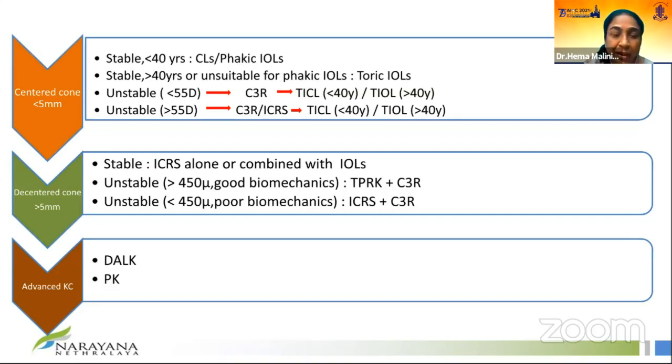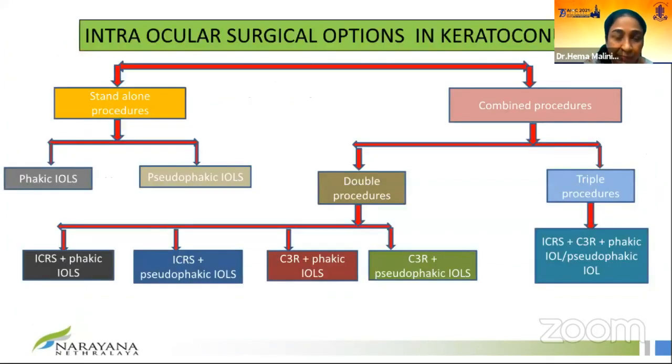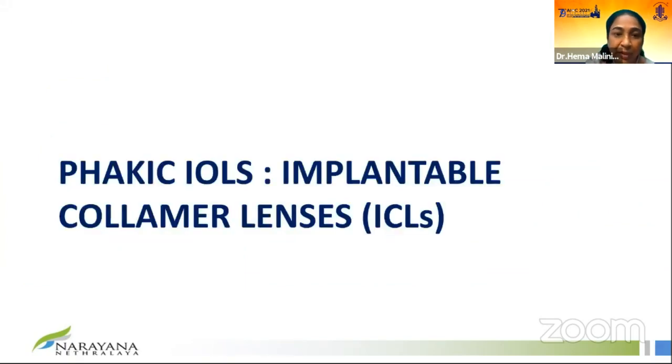Further, with respect to management, it can also be classified depending on the size and centration of the cone, and further subdivided based on the age and stability of keratoconus. Coming to the intraocular surgical options, they could either be standalone procedures or combined procedures, wherein these intraocular surgeries may be preceded or combined with collagen cross-linking and intracorneal ring segments.